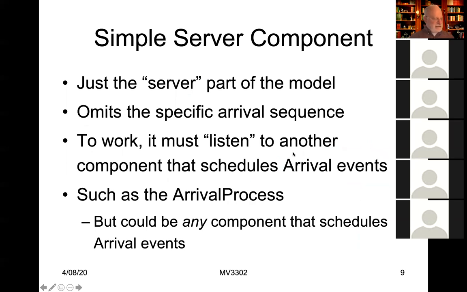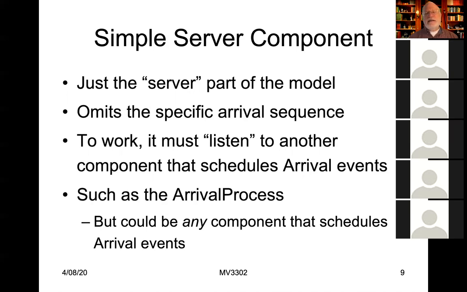All right, so let's apply this to this multiple server queue that we've been torturing to death. The idea is that instead of creating the entire model, we've noticed that this arrival process pattern of the arrival scheduling itself just appears time and time again. So let's treat that as a separate component and then have another component that's just going to be the server part of the model. So we're not going to worry about the arrival sequence. We're just going to assume that somebody else is doing that.